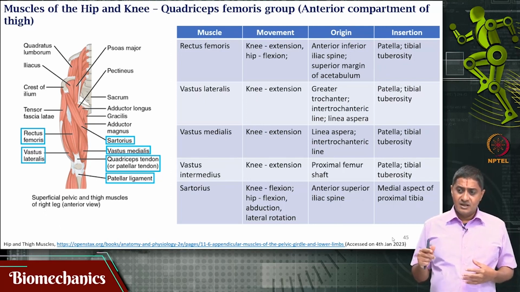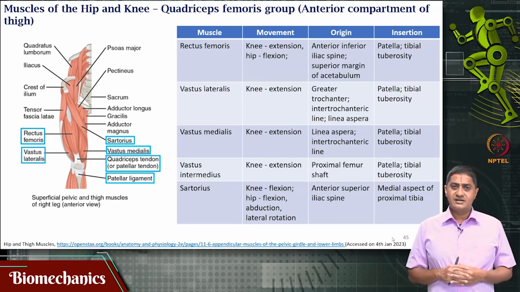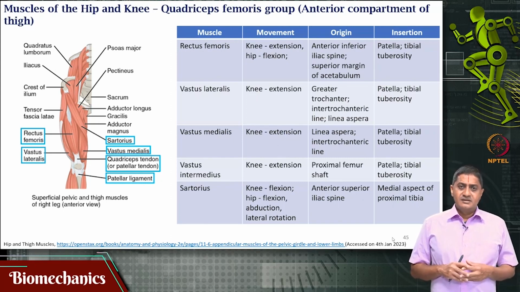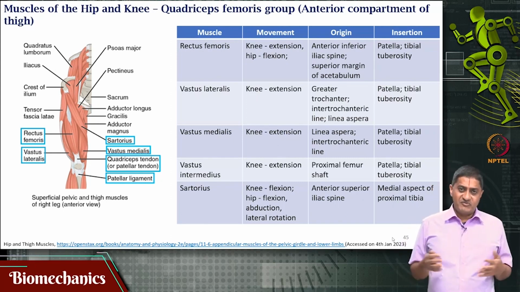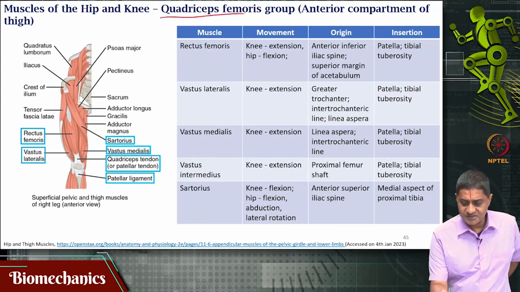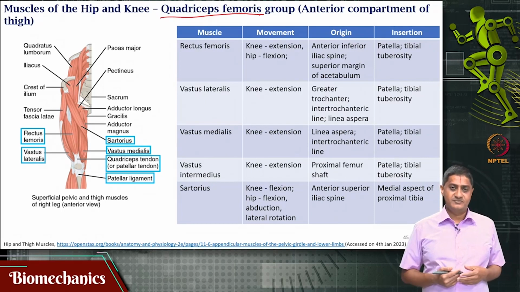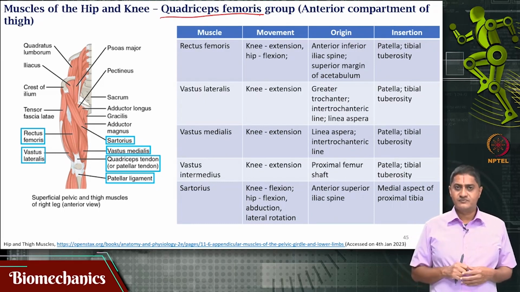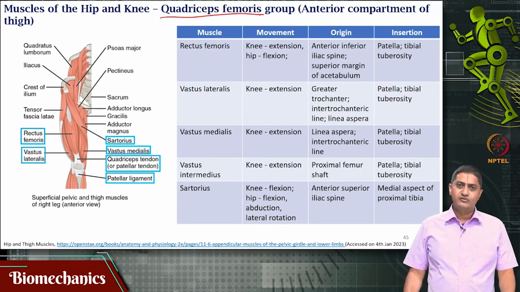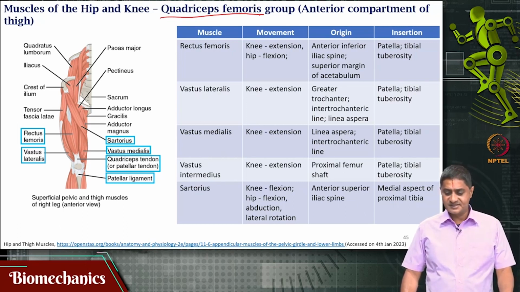So, the muscle that attaches to this patella or the tendon, this muscle or this group of muscles is called the quadriceps femoris group. Quad means 4. It has 4 members. Whenever you say quad, 4; tri means 3, penta means 5, and so on and so forth. So, we know this. There are 4 muscles.